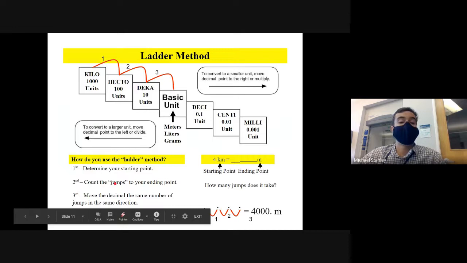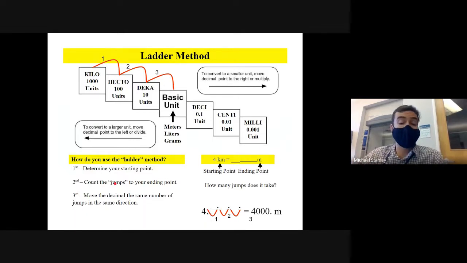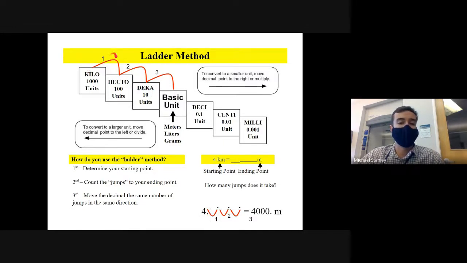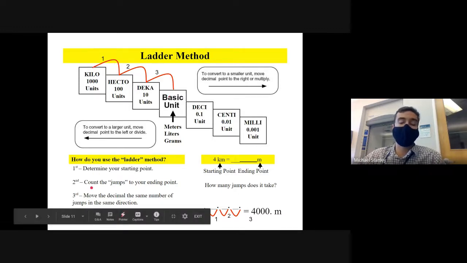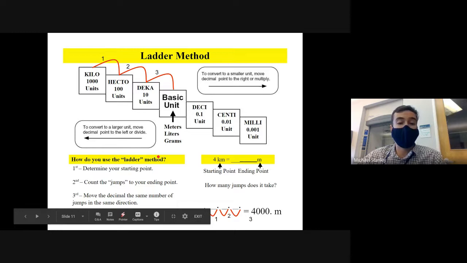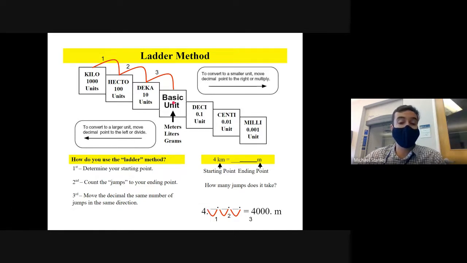The next thing that we have to do is count how many steps or how many jumps it takes to go from one to the other. So we're going to count the number of steps or jumps to go between kilo and base unit, between kilo and meter in our case. The cool thing about counting these steps is that then we're going to go to the number that we're converting and move the decimal point of whatever our starting number is, the same number of jumps in the same direction. So what that looks like is something like this.